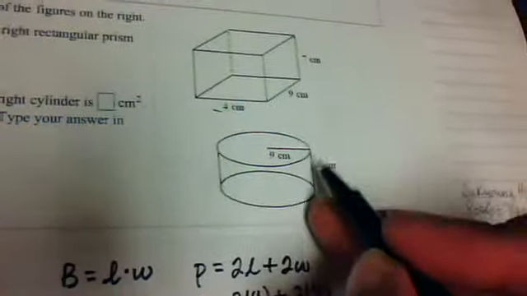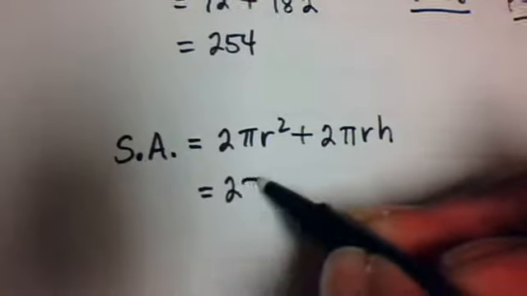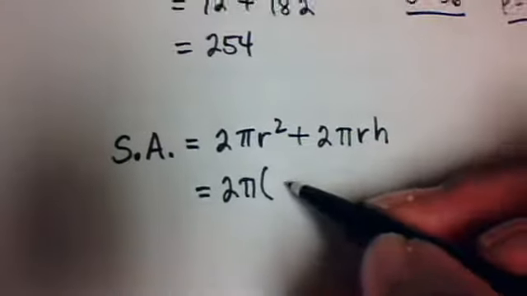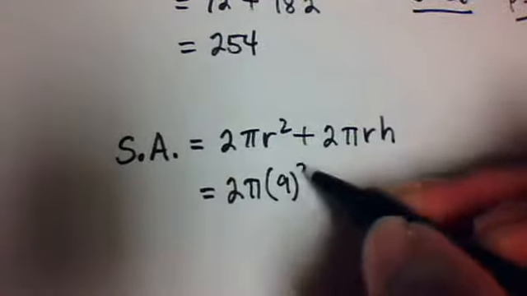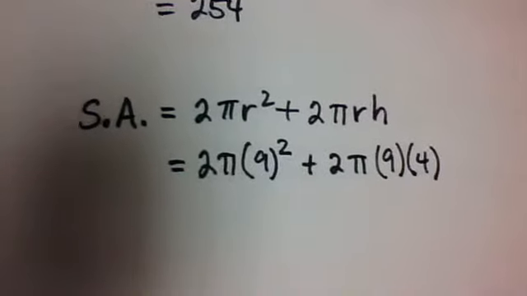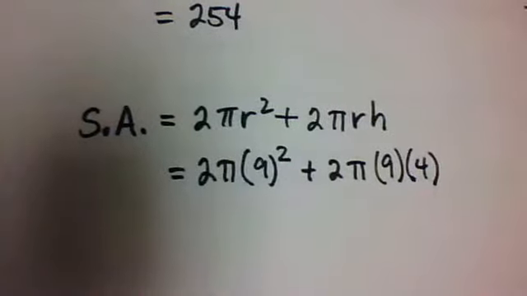So in this case here, we're going to have 2 pi times the radius, which is 9, and it'll be 9 squared, plus 2 pi times the radius again, which is 9, times the height, which was 4. As the radius was 9 and the height is 4. So that's where those numbers are coming from. Now we're going to leave our answer in terms of pi.